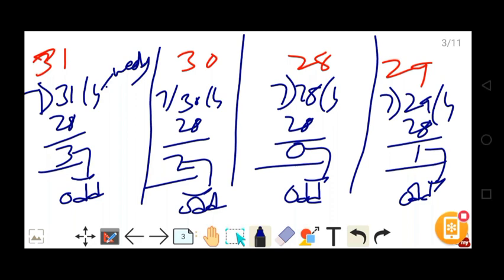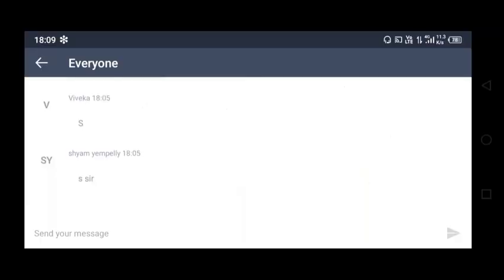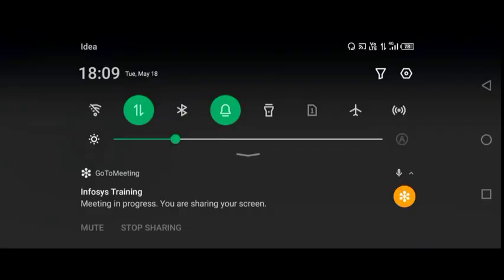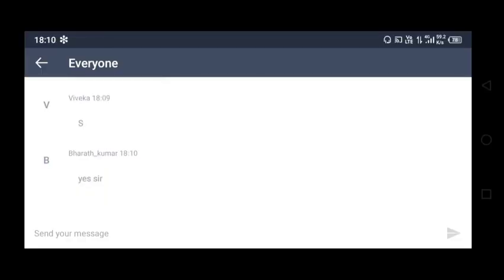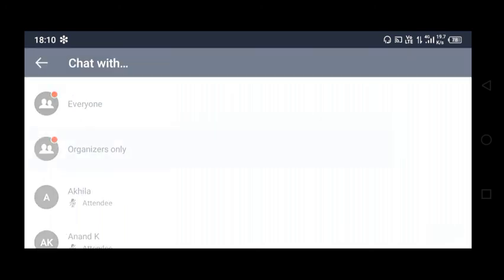Is it clear? All of you know how to calculate odd days and the concept of odd days? Viveka is, Bharat is, okay. Sham is, yes. If you understand the concept of odd days, then we have to know one more concept and we're entering into the session.